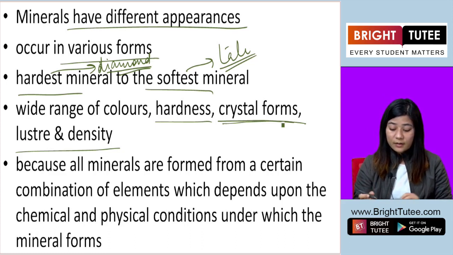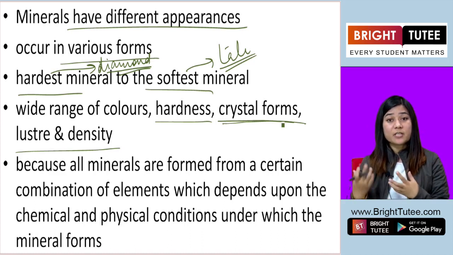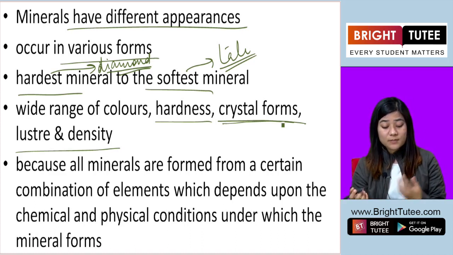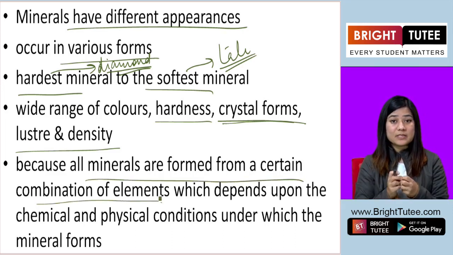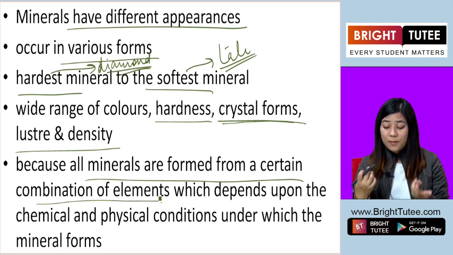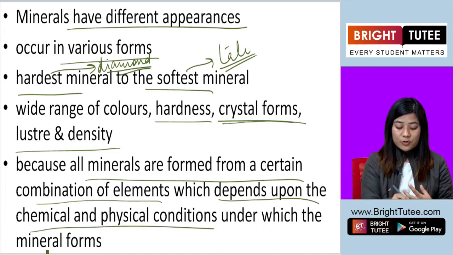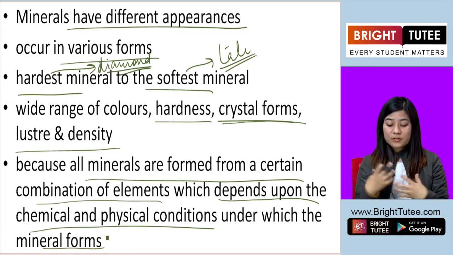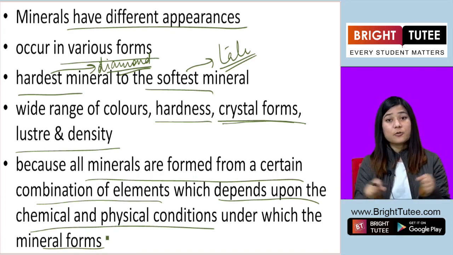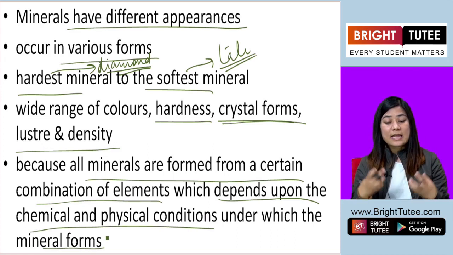Now, why they come in various appearances and forms is because all minerals are formed from a certain combination of elements. Elements combine together to form minerals, and that depends upon the chemical and physical conditions in which the minerals are formed. So elements come together depending upon the physical and chemical conditions under which they come together, and because of that, they form the minerals in various forms, in various appearances.